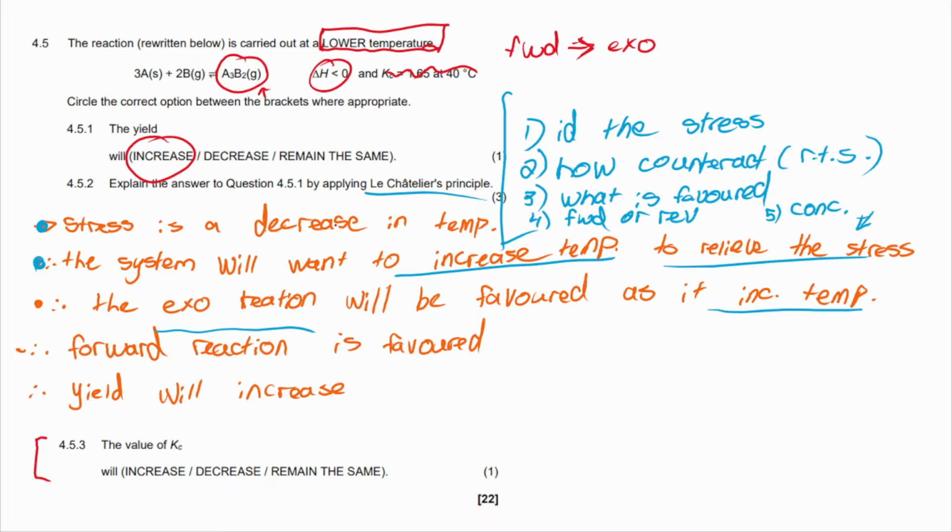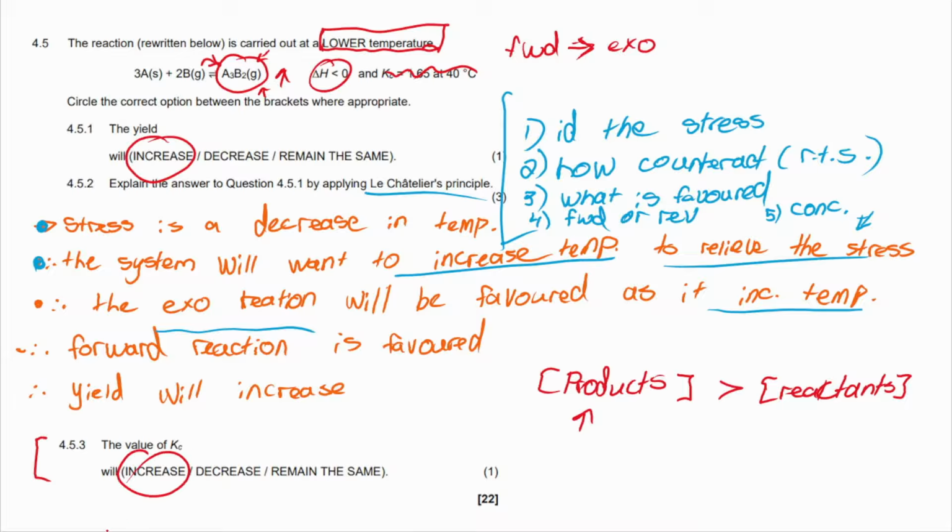But anyway, we need to think about this: when Kc gets bigger, when Kc is bigger than 1, that means the concentration of products is greater than the concentration of the reactants. That's just from the formula of Kc. So we know that the forward is favored, so we're producing more of this. The concentration of this is going to increase. So if the concentration of our products increases, that means that Kc will increase.